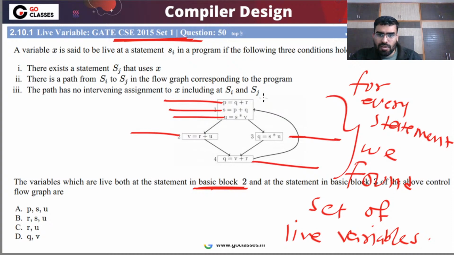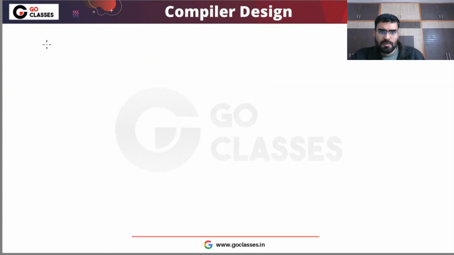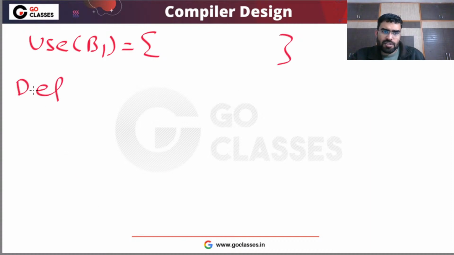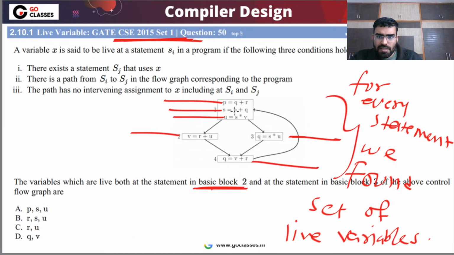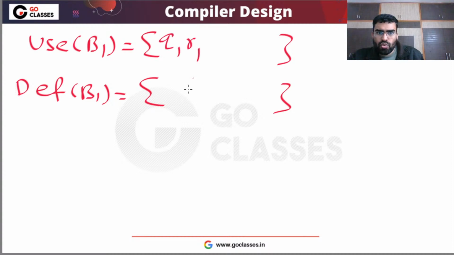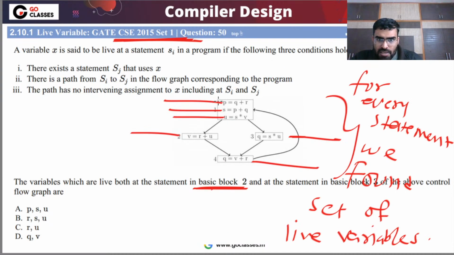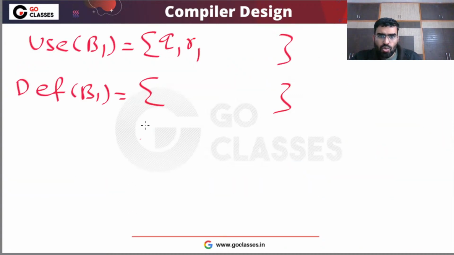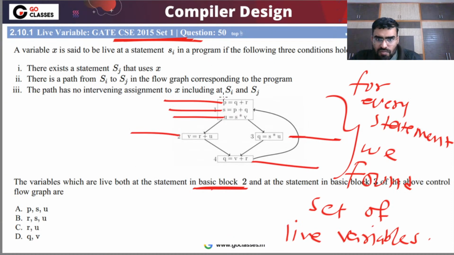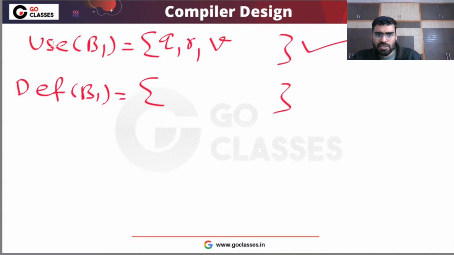So this is your basic block, let's call it B1. For basic block B1, can anyone tell me what is use of B1? What are the variables we are using at B1? And what are the variables we are defining at B1? The variables Q, R, V. We are using Q, R, V. We are not using S, we are not using P. Nothing else we are using, correct? So this is the use of B1. These are the variables which are used in B1.